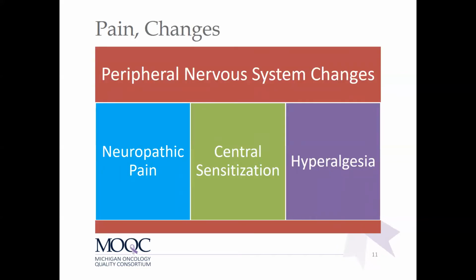So often, and we talked about this for a while when we were talking about nociplastic pain, we get changes to our nervous system. Oftentimes those changes are within our peripheral nervous system, and these can be due to things like malignancy or medications or infections or trauma. And when we have those changes, it leads to neuropathic pain, it leads to central sensitization, and it leads to things like hyperalgesia.